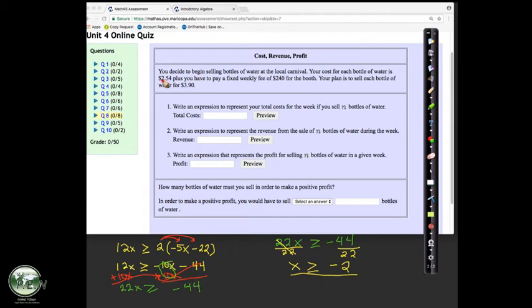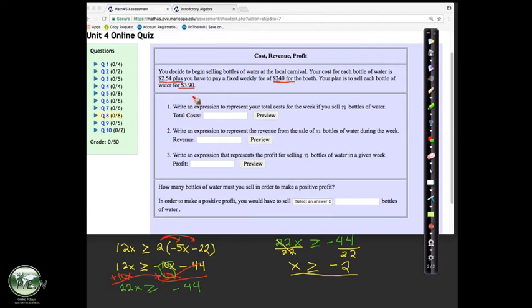So first of all, what I do is, it's a word problem, so let's go ahead and highlight some numbers. When I saw this 2.54, what do you see right next to it? Plus, there's a math word, so I'm probably going to be adding something to this. Your cost for each bottle of water is $2.54 plus you have to pay a fixed weekly fee of $240 for the booth. Your plan is to sell each bottle of water for $3.90. Okay, so I'm picking out the numbers there.